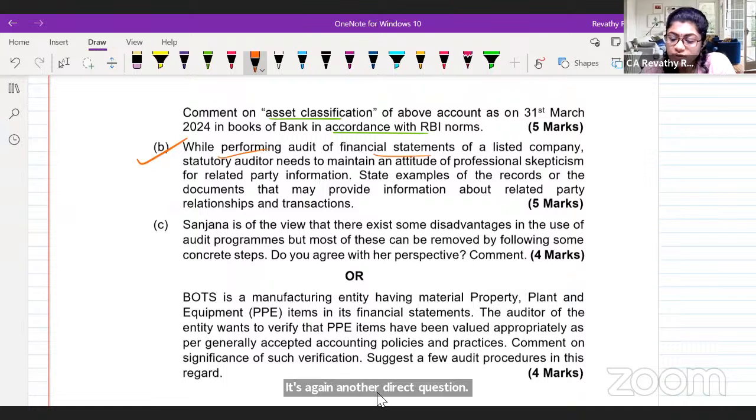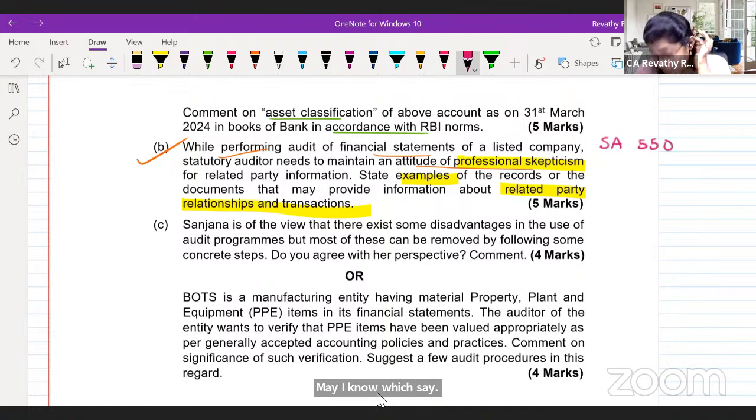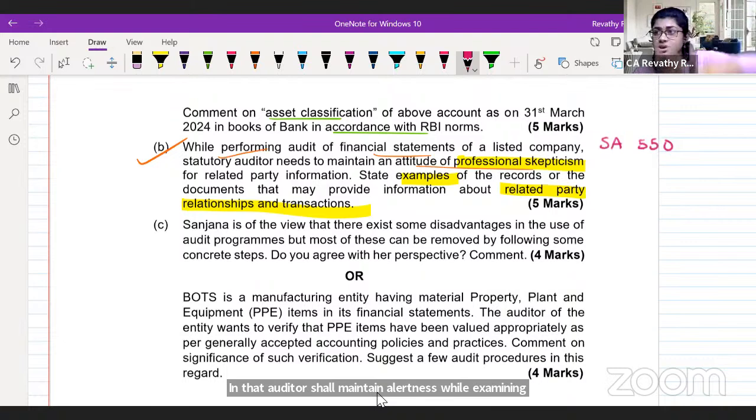While performing audit of FS of a listed company, auditor wants to maintain an attitude of skepticism. State examples of records or document about related party transactions and relationship. May I know which SA? 550. Those who have notes with you, can you take 550? In 550, third heading, audit procedure. In that, auditor shall maintain alertness while examining documents. Those who have class notes, can you say yes?